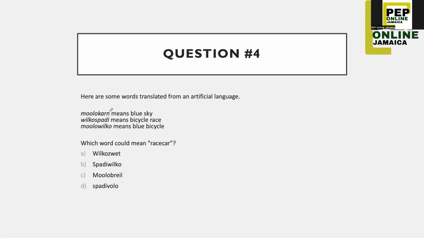We have this word, we have this word, we have this word. First one represents blue sky. The second one represents bicycle race. The third one will represent blue bicycle. Now we're asked what is for race car. Don't worry about that, because we always focus on what we have and what we know from it, and then we worry about the question, right?